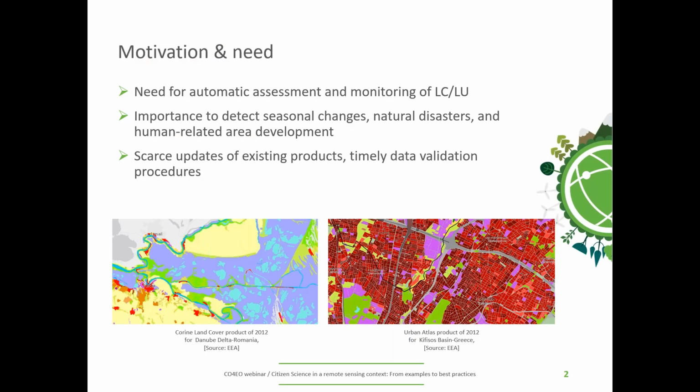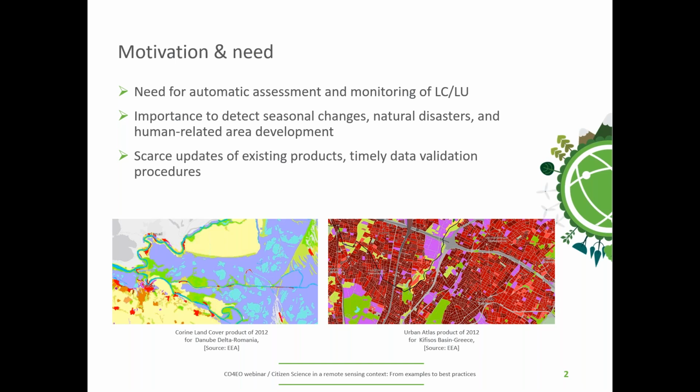There is a prominent need to include automatic assessment and monitoring of land cover and the state of soil in rural and urban areas, as well as to collect and detect seasonal changes, natural disasters, and human-related area development. Traditional monitoring systems, such as Copernicus, produce a variety of valuable datasets relevant to environmental monitoring. This data is meticulous for the entire EU landscape. However, the update rate is scarce due to the increased cost and timely data validation procedures.